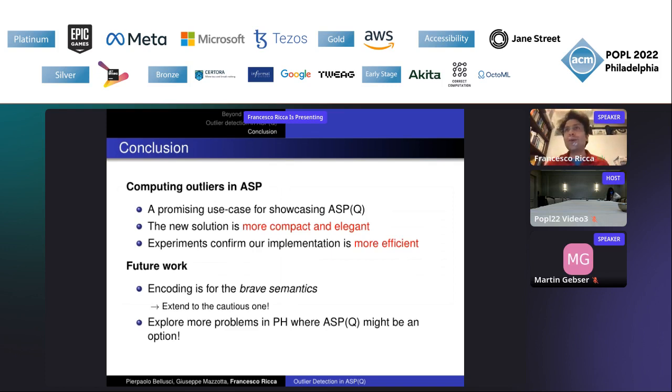Future work, okay, working on the brave semantics, but if you look, the brave semantics encoding can be obtained just by tweaking a little bit, just inverting the for all and exist part. It's a very easy thing to be done. But we also want to explore more problems in the polynomial hierarchy where ASPQ can be an option to provide more compact and elegant solutions.